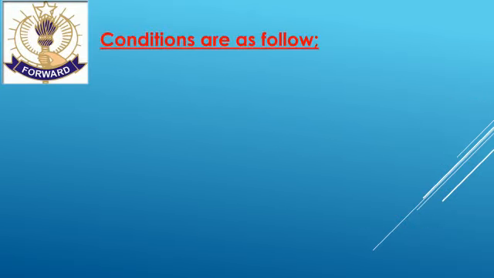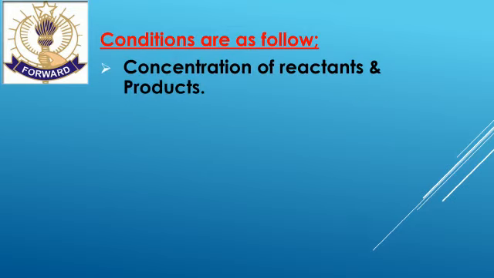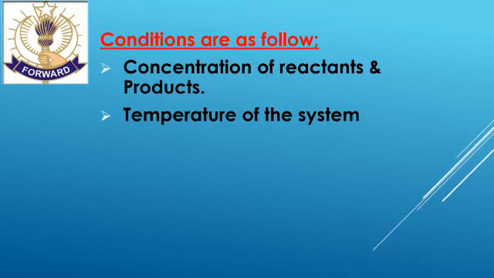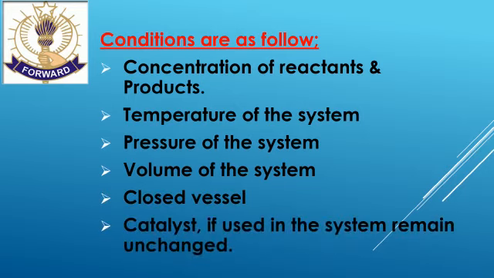Dear students, the conditions for a chemical equilibrium are: concentration of reactants and products; second, temperature of the system; third, pressure of the system, volume of the system, closed vessel, and catalyst. Catalyst is used in the system, but it remains unchanged. The function of a catalyst is that it only speeds up the rate of forward and reverse reaction.